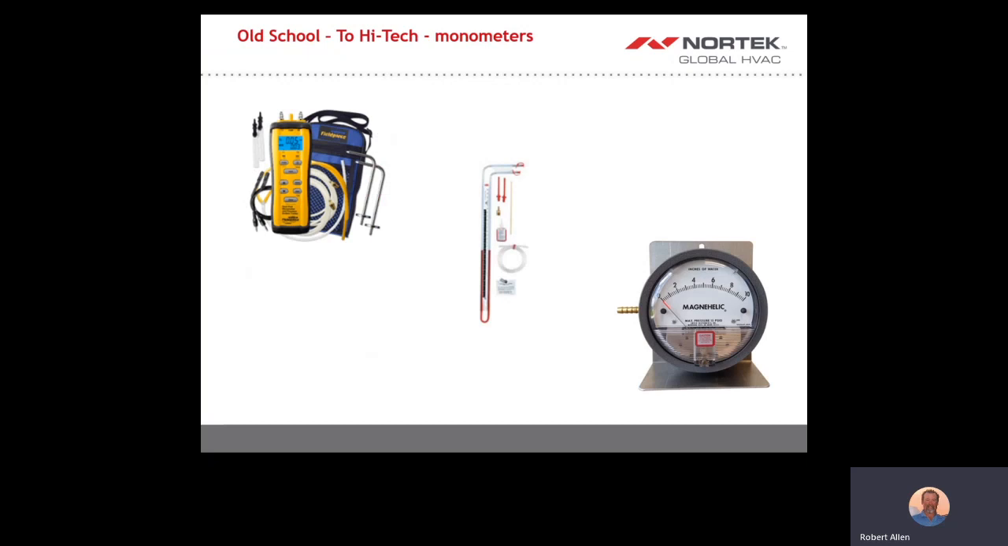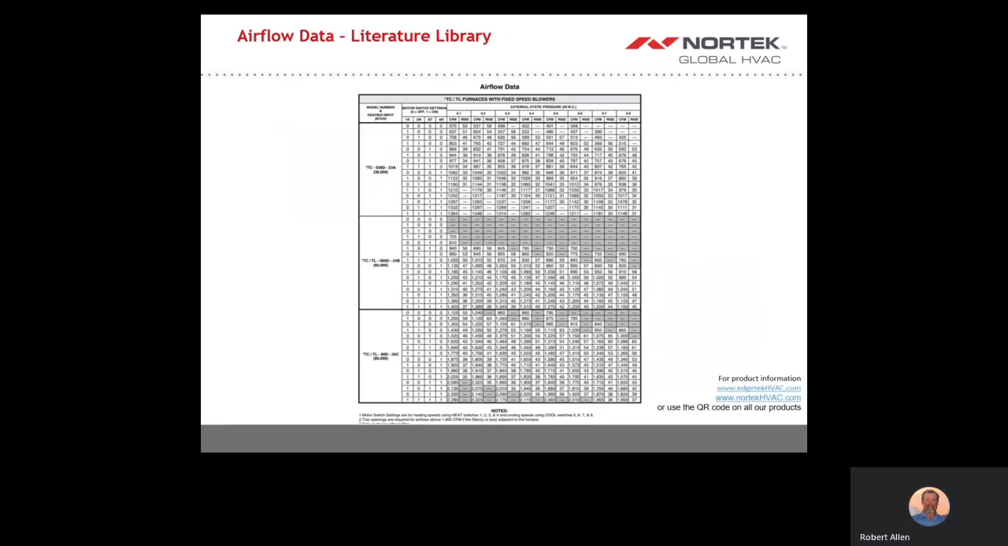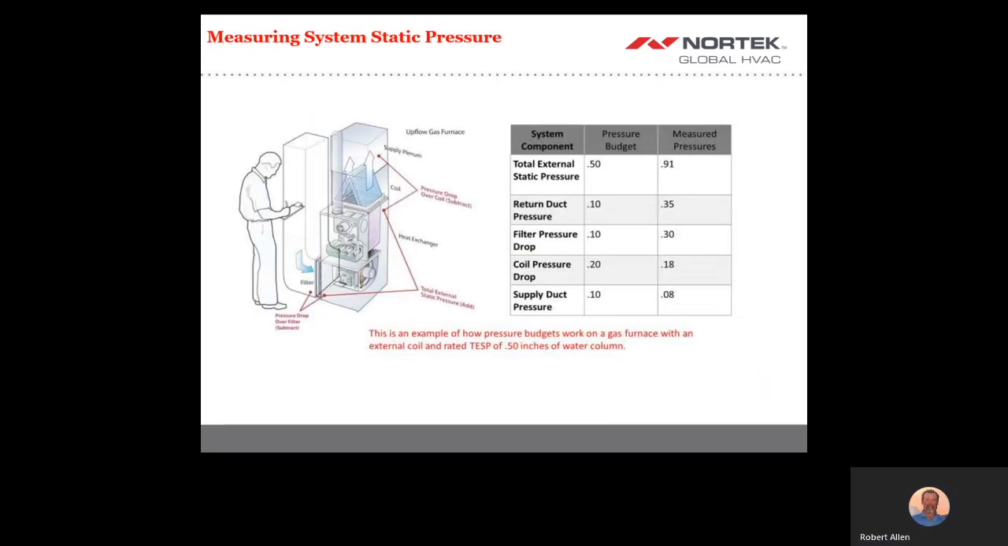Measuring system static pressure tells us if the blower is operating at excessive pressures that can cause poor performance and possible equipment failures. Manufacturers' listed airflow ratings are based on the maximum rated TESP shown in this chart here. Most residential furnaces and air handlers are designed to operate at a maximum of 0.5 inches of water column. When higher than that, the fan is often unable to move the correct amount of airflow in the cooling mode, which will affect system performance.